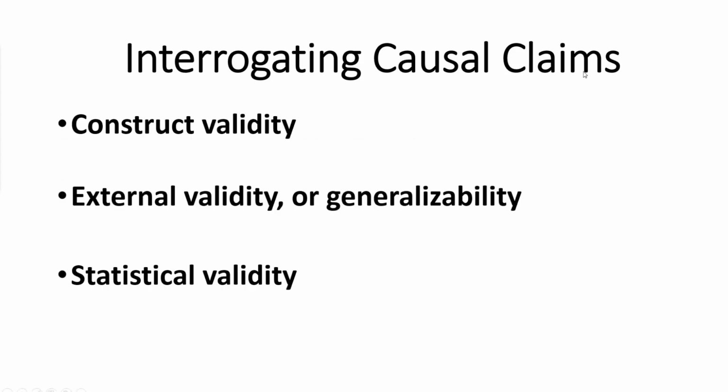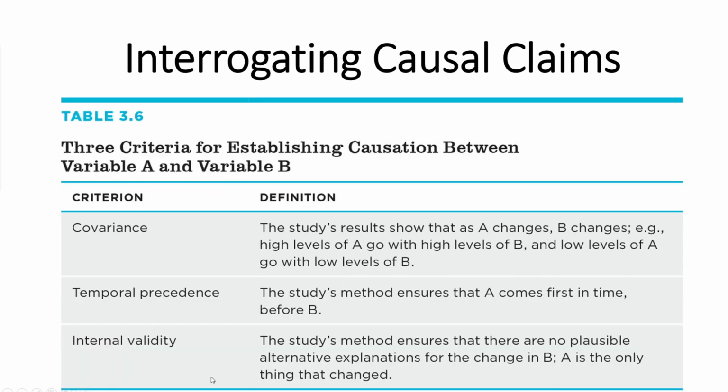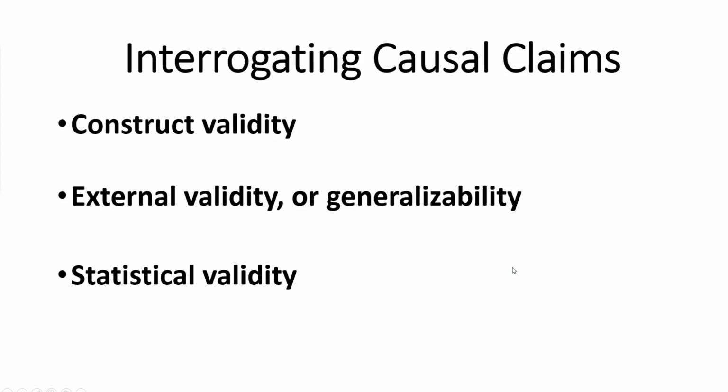And so when we get to our interrogation of causal claims, we're seeing what we basically just saw for our association claims. We still care about construct validity, we still care about our external validity and our statistical validity, but we have to keep in mind that internal validity was important to differentiate a causal claim from an association claim. So even though we don't mention internal validity anywhere else, this is where it's particularly important, and it's why we talk about it.